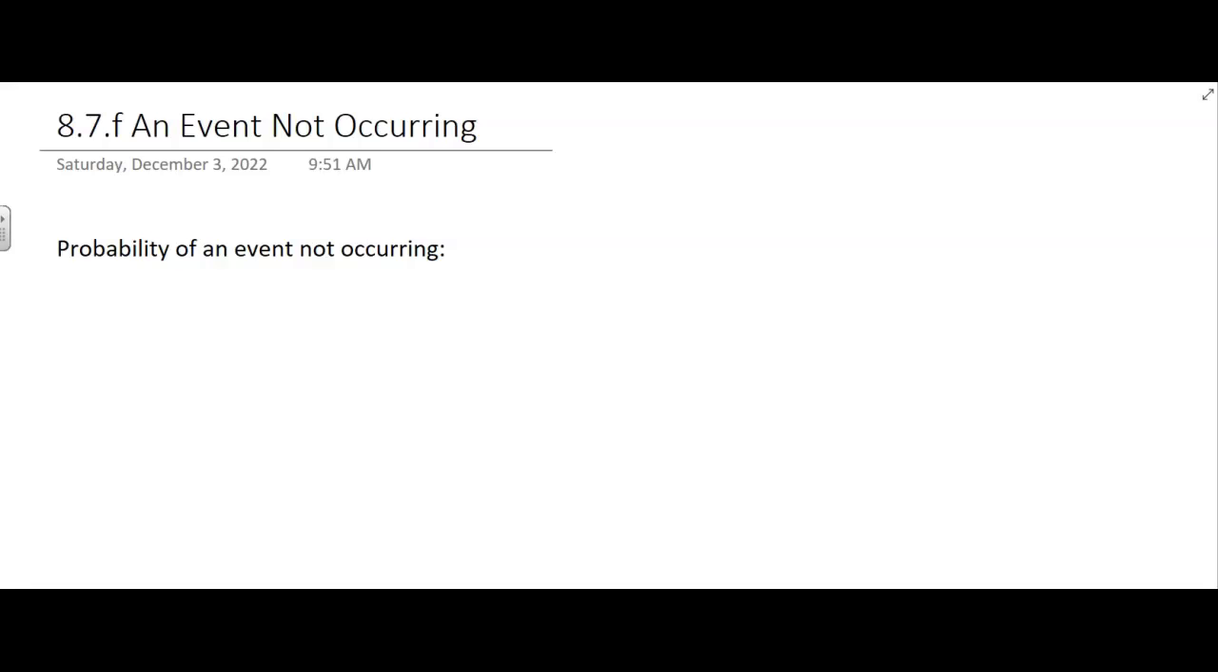Okay, so we're going to talk about the probability of an event not occurring. Here's the thing. You have an event, E. Either it happens or it doesn't happen. So if you take the probability of the event plus the probability of not the event, so it didn't happen, together those have to equal 1. Those are your only choices. Either the event occurs or it doesn't occur.